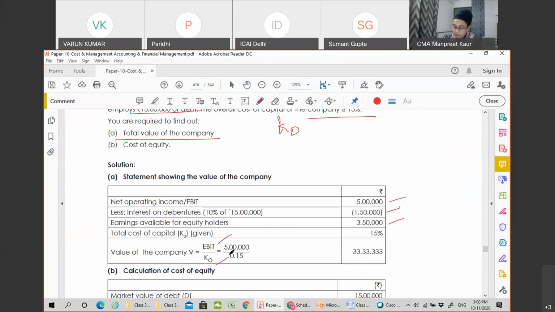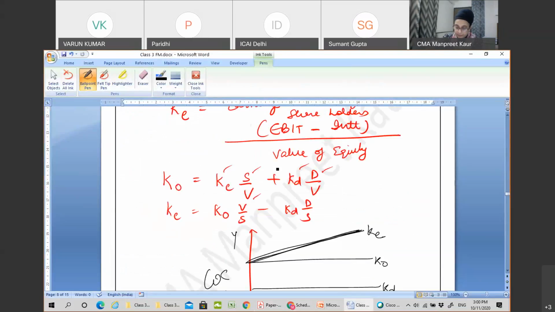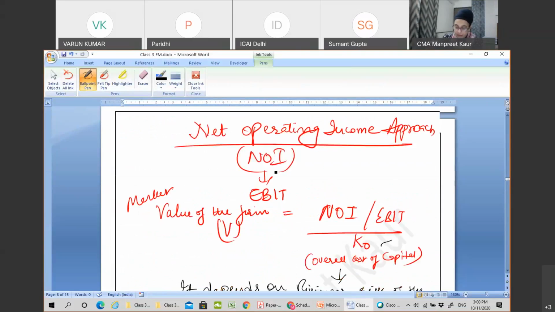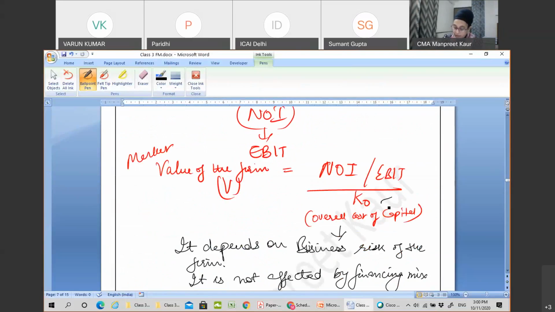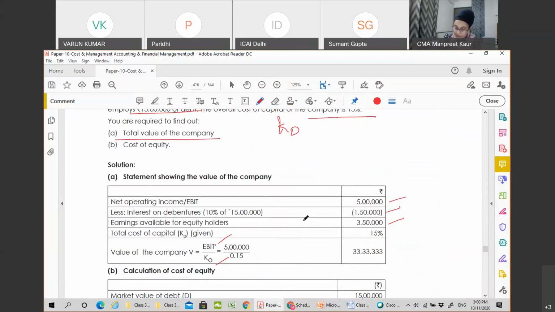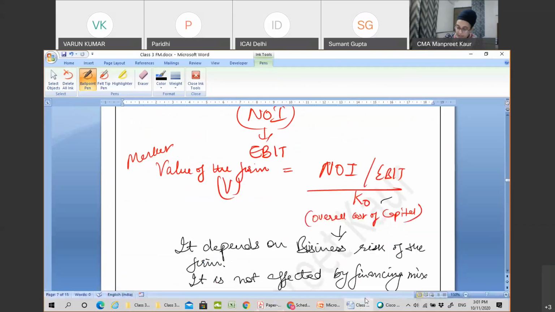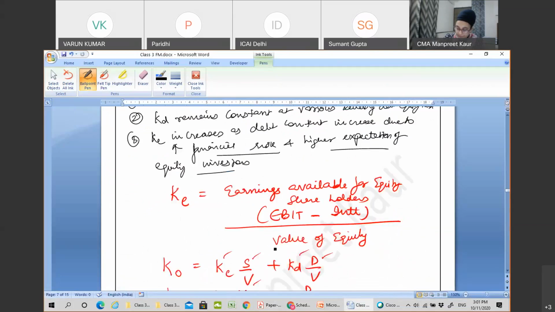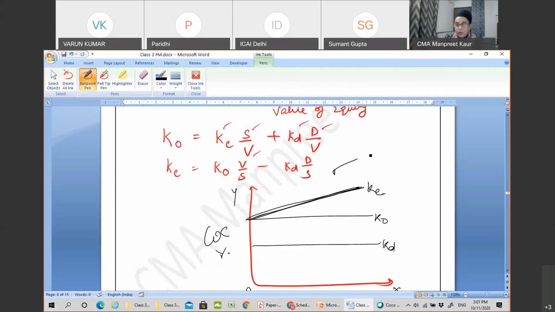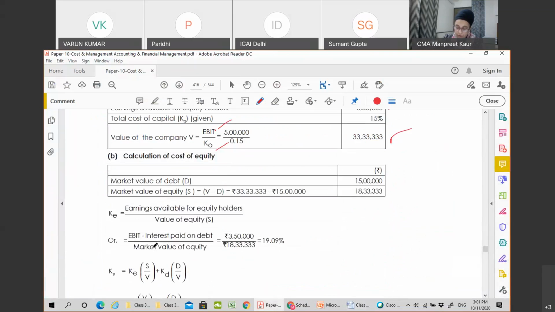Market value of the firm is EBIT upon KO. EBIT is 5 lakh. KO is 15%. We'll get the value of the company. We have to find out the cost of equity, that is KE. The formula for KE is KO V upon S minus KD D upon S. You have to compute with the following formula.